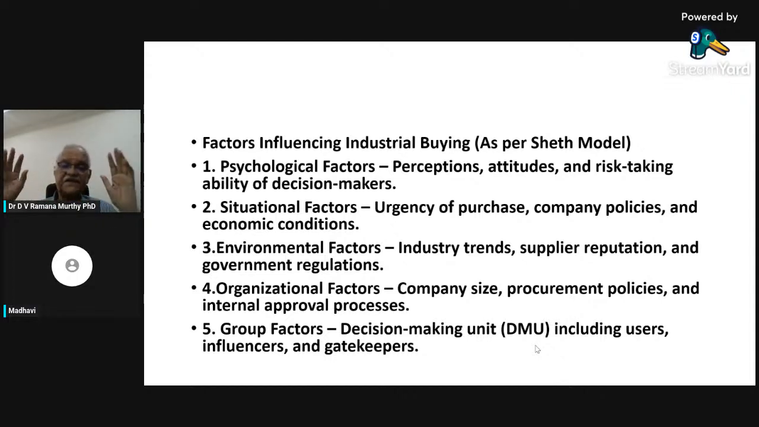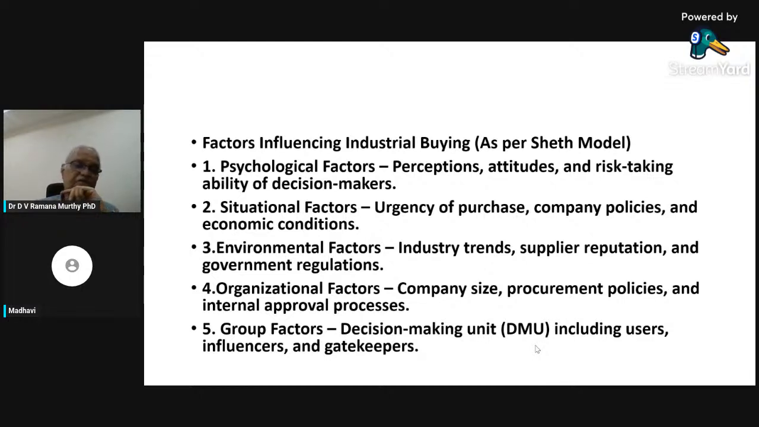Then of course industry trends. Industry trends also influence your buying options, because your manufacturing cycles, your manufacturing processes also undergo change because of the change in the industry. So when your buying is being influenced by these industry trends or supplier reputation issues and ESG guidelines and all, then it is called an environmental factor.